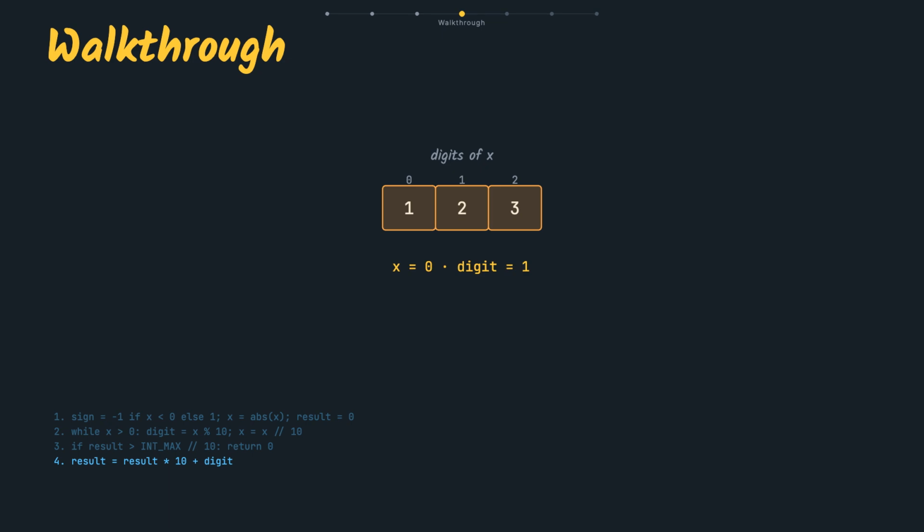Last digit of 1 is 1. X drops to 0. Loop ends after this step. Last grow. 32 times 10 plus 1. Result is 321. Multiply by the sign and we're done.